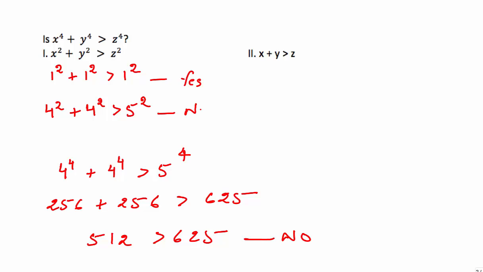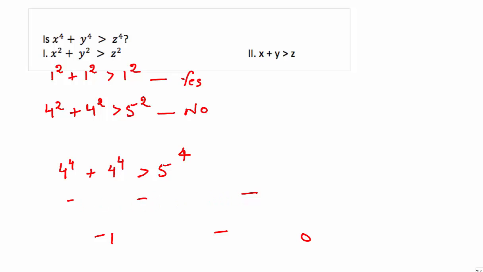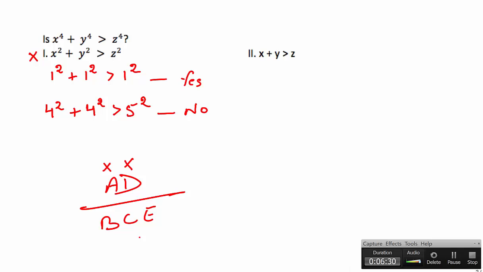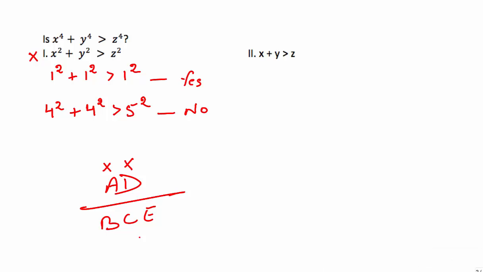So you can see 1, 1, 1 will give you yes, and 4, 4, 5 will give you no. So we are getting yes and no, both of them through this statement. So immediately we can say my first statement is not sufficient. And now when your first statement is not sufficient, answer option A is out and answer option D is out. Now what answer options are we left with? We are left with only B, C, E, right? Only these three answer options, B, C, E.